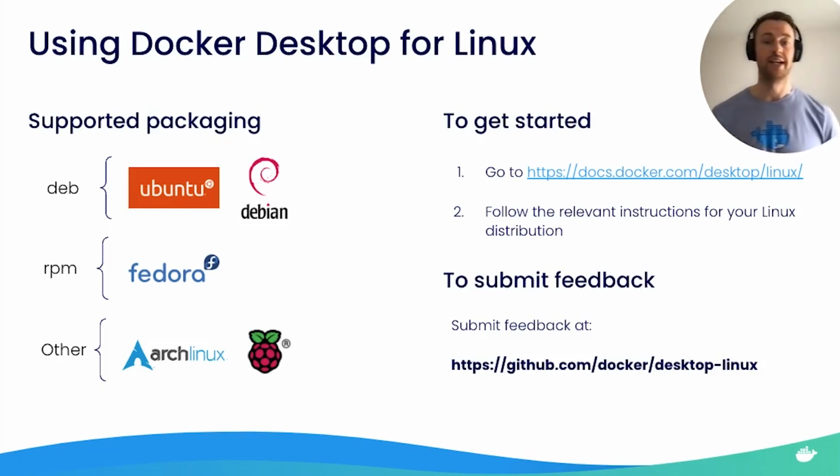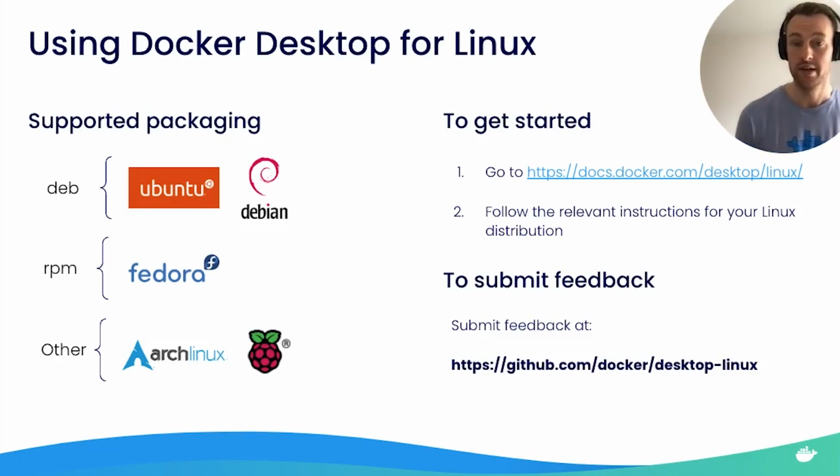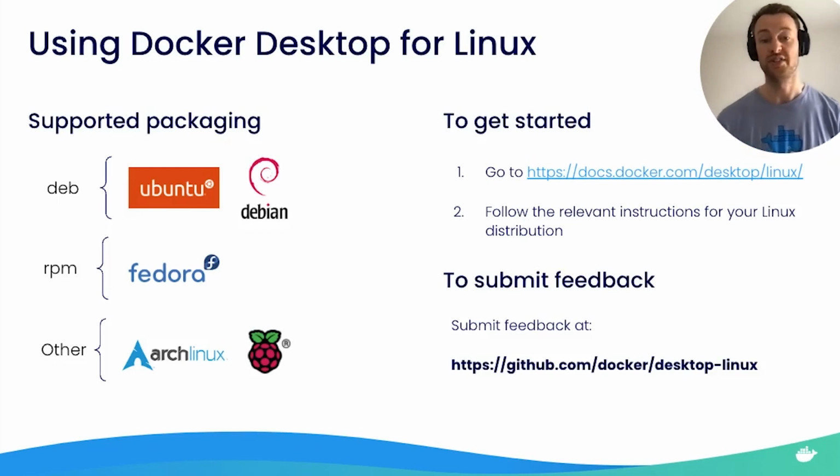At launch, we're providing a deb and RPM package format, which covers a decent range of popular Linux distributions, including Ubuntu, as well as Fedora. We're also supporting Arch Linux, and we're excited to announce that we'll soon be supporting 64-bit variants of Raspberry Pi OS. If you'd like to report any issues, please do so on the Desktop Linux issue tracker within Docker's GitHub space. And to get started with Docker Desktop for Linux, visit the Docker docs and just find the relevant instructions for your distro of choice.